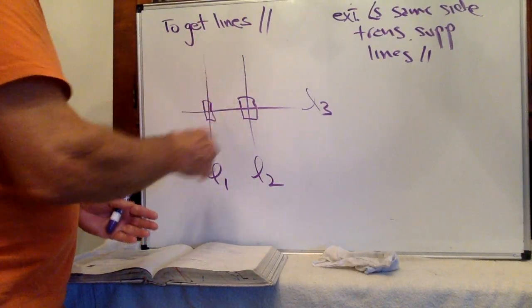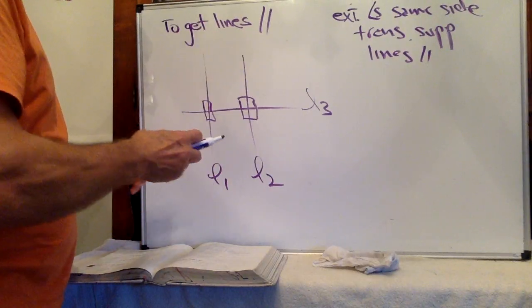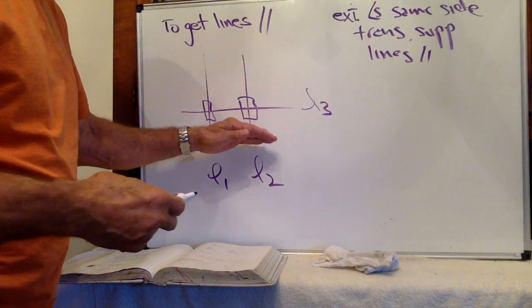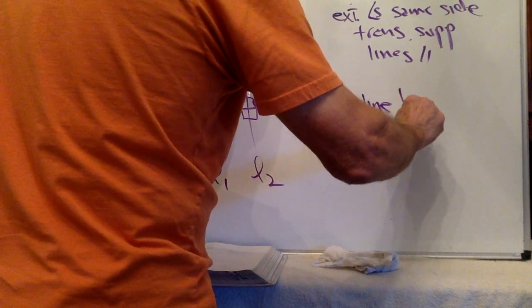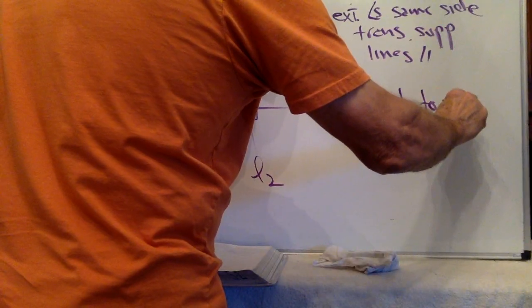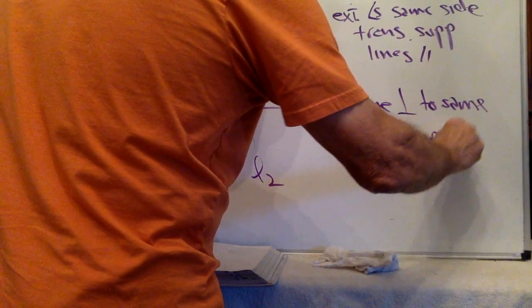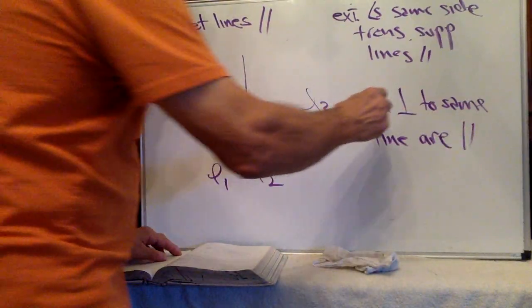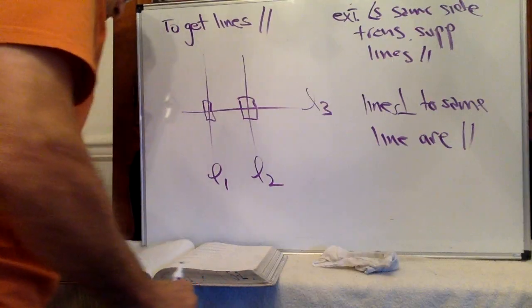So this simply says lines perpendicular to the same line are parallel. So there's another way. Lines perpendicular to the same line are parallel.